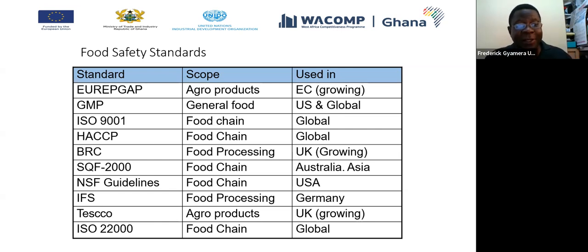It's also for agro products. Those of you who are selling your peanut butter and all those things in Europe, in UK, you know what standard you should work with and the kind of certificate you should obtain. Then you come to ISO 22000.